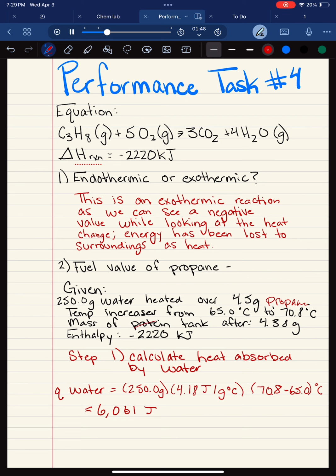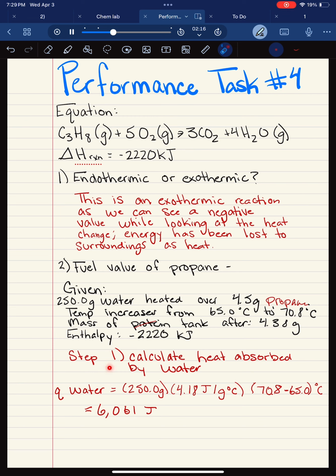Our given information is 250 grams of water was heated over 4.5 grams of propane. The temperature increased from 65 degrees Celsius to 70.8 degrees Celsius. And then the mass of the propane tank after was 4.38 grams. And as we know, we're at that negative 2,220 kilojoules. First, we're going to calculate the heat absorbed by water.